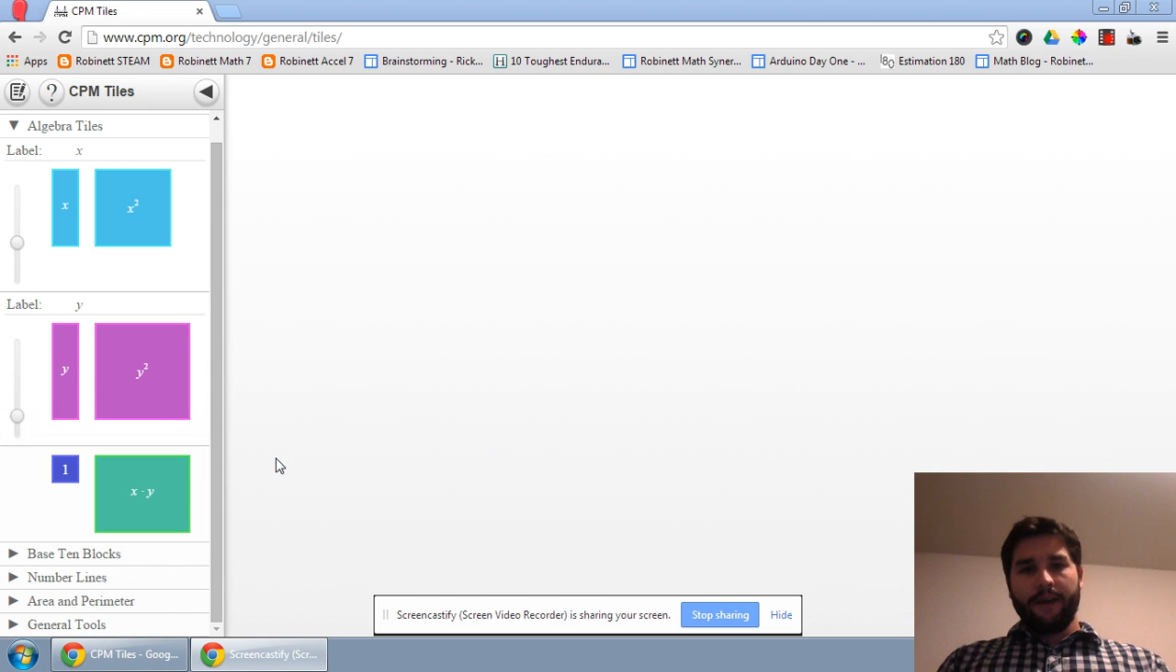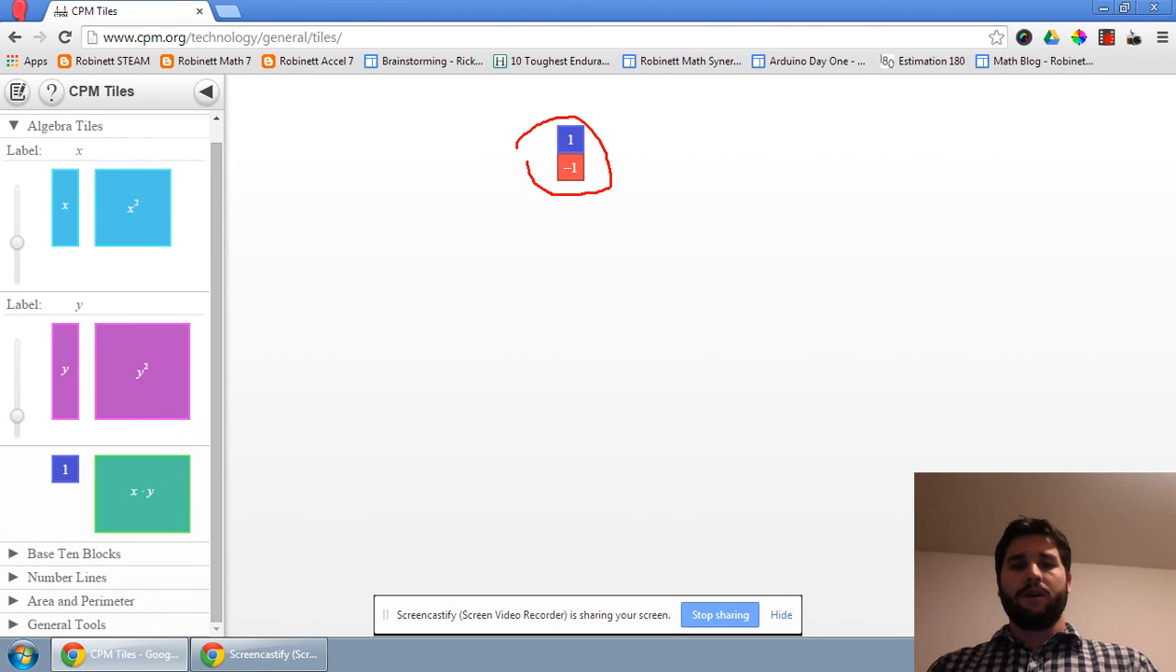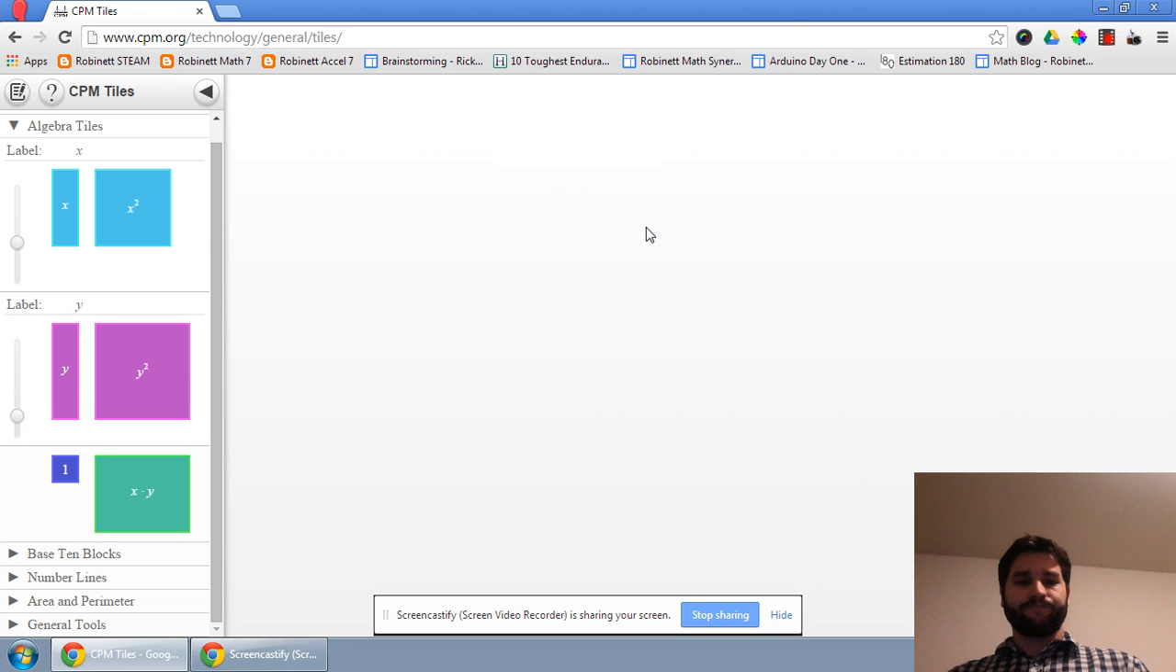Hello, ladies and gentlemen. In today's lesson, we are going to be modeling subtraction using algebra tiles. So let's first start off with the concept of zero pairs, because zero pairs are super important for modeling subtraction. Now recall that if I have a positive 1 and a negative 1, and I add them together, they will equal 0. They will basically cancel each other out.